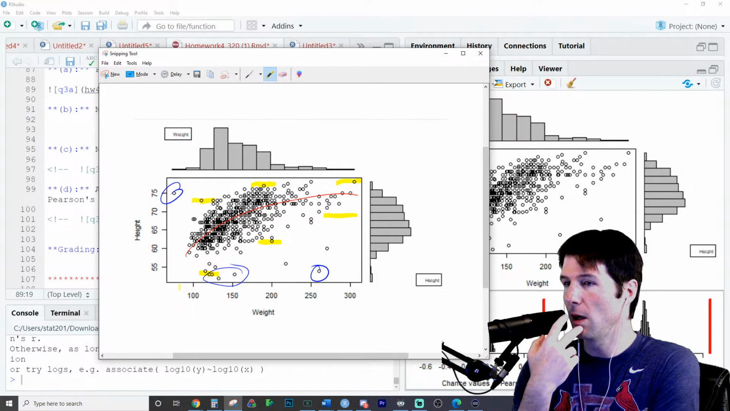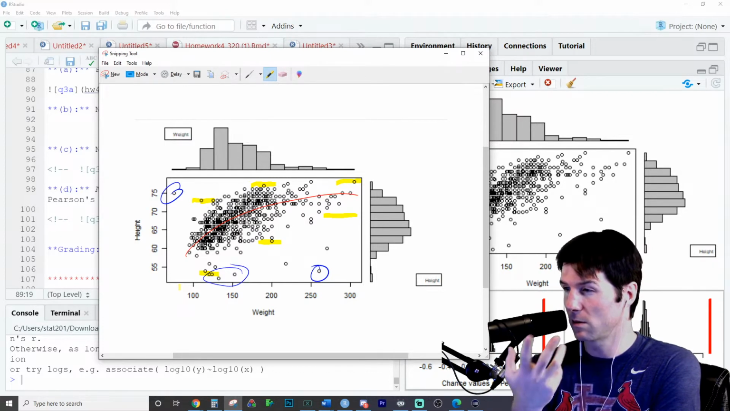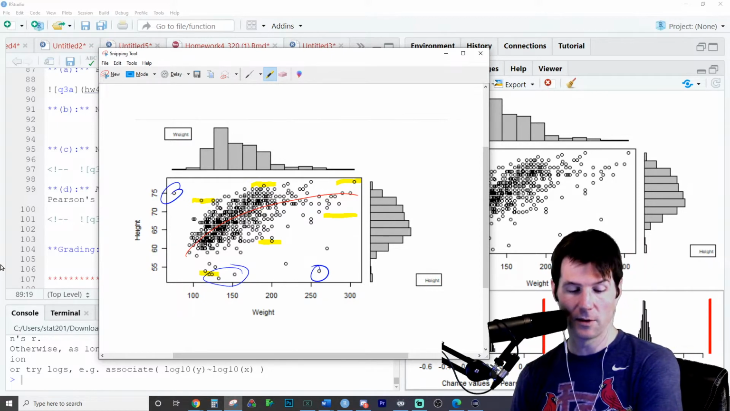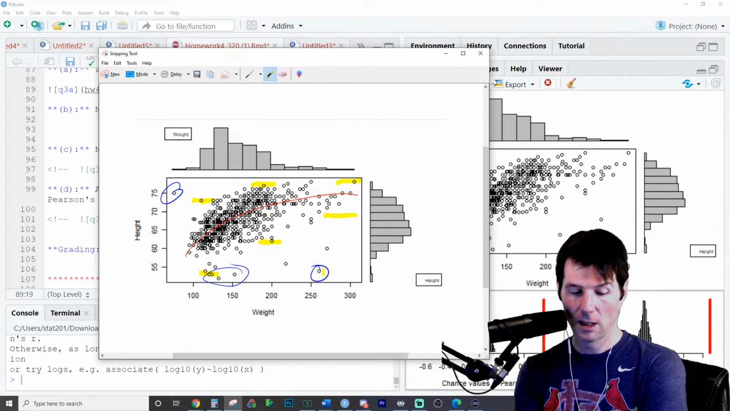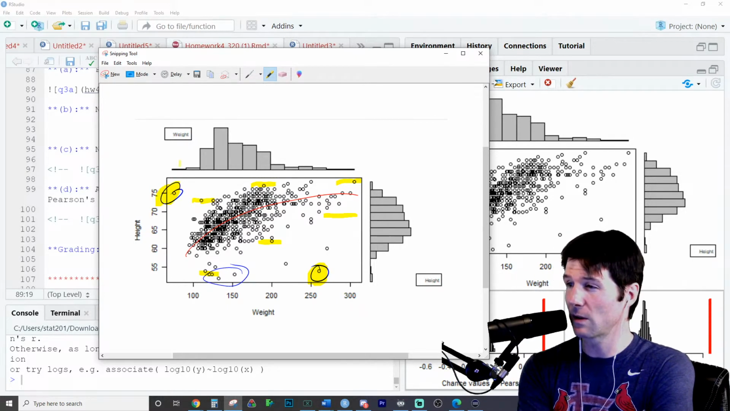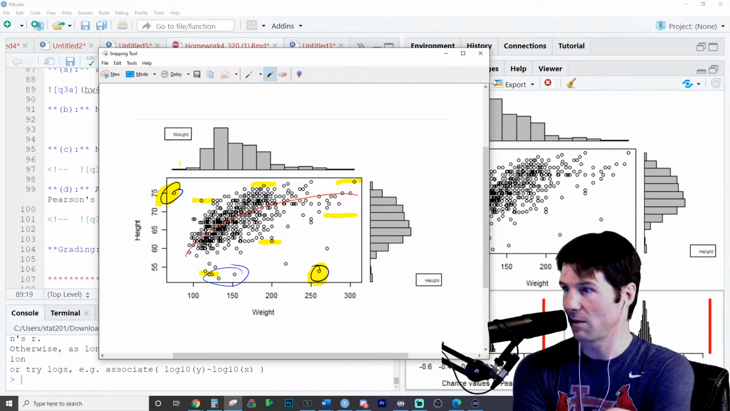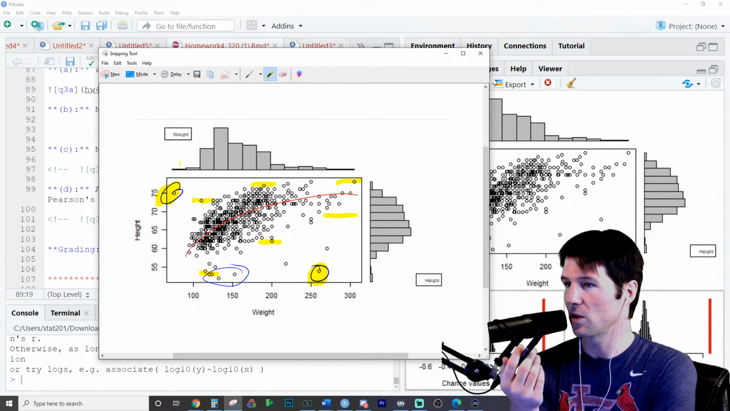Someone who is very tall and very skinny versus someone on the bottom who is heavier and very short. I'm talking about this individual down here. This is a heavier individual who's very short. I think that's a misentry of data. That person is 75 inches tall and 75 pounds. I think they re-entered their data.